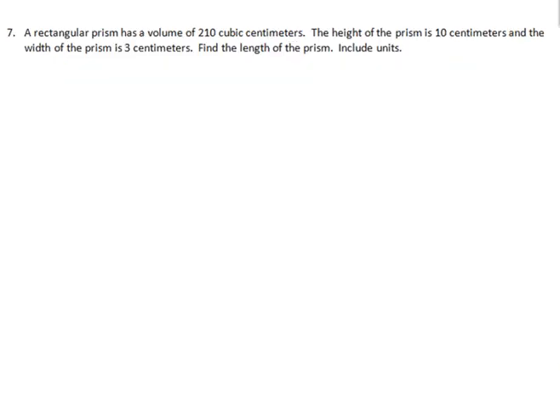All right, moving on. A rectangular prism has a volume of 210 cubic centimeters. The height is 10 centimeters. The width is 3 centimeters. Find the length of the prism. We want to do this algebraically since that's our main focus for this unit, being able to set up an equation and solve it. So I'm going to start with my volume equation. And for a rectangular prism, that's going to be length times width times height.